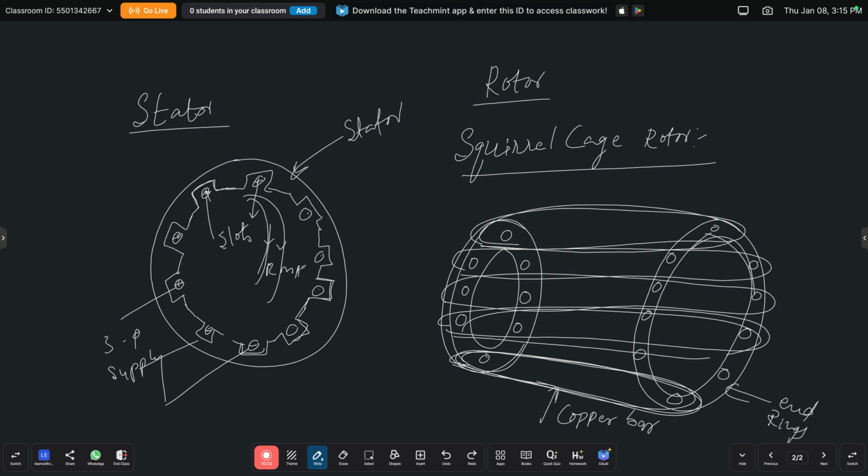This squirrel cage induction rotor has low starting torque, rugged construction, and is maintenance free. This squirrel cage induction motor is used in drilling machines, irrigation pumps, lathe machines, and industrial applications. So next, let us see the slip ring rotor.